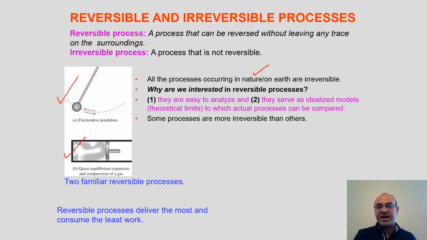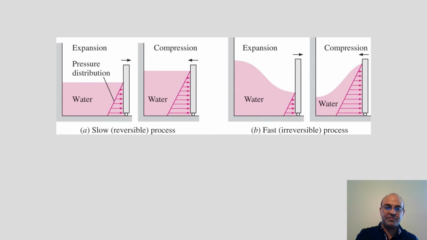Second, they serve as idealized models, theoretical limits to which actual processes can be compared. So they provide a standard theoretical limit, and then we can go ahead and compare other processes. It's like a role model, and everything else is compared with respect to this, the best that can happen. And we know that some processes are more irreversible than others, so we can try to move toward making the processes more reversible.